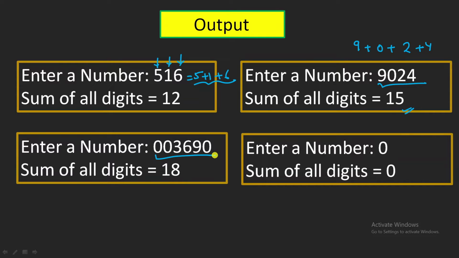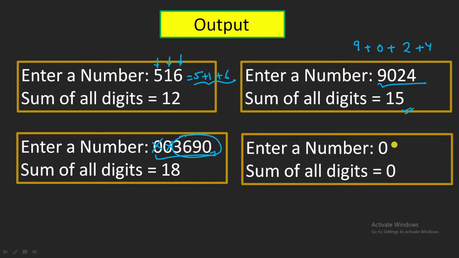Likewise, if we have this number, which is 3690, the leading zeros will be discarded by the computer. As you know, only 3690 will be stored inside your computer memory. So if we add 3 plus 6 plus 9 plus 0, what will be the addition? 3 plus 6 is 9, 9 plus 9 is 18, and 18 plus 0 is 18.